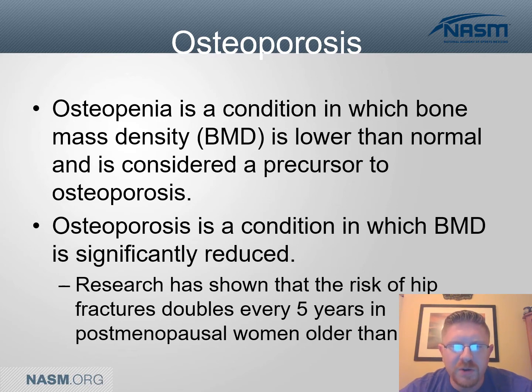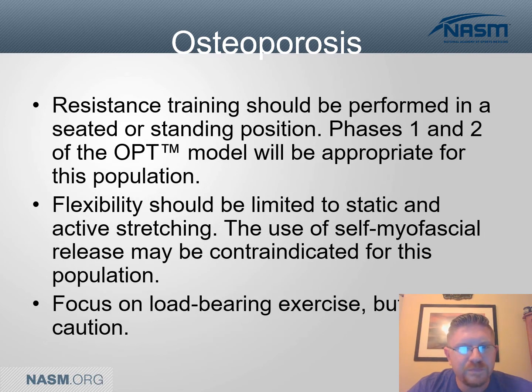Osteoporosis, significantly reduced. Research has shown that the risk of hip fractures doubles every 5 years in postmenopausal women older than, and I can't see what the number is there, but as you get older, it's something that you have to worry about. And I've said this before in other classes, if you're newer, women are much more at risk than men. It's hormonally tied, especially once they get through menopause and the hormone situation is different than what it was before. That bone mineral density starts to really decrease year after year. So you've got to be mindful of that.